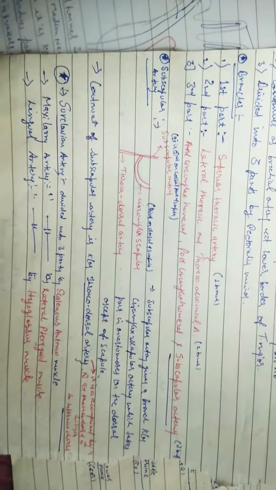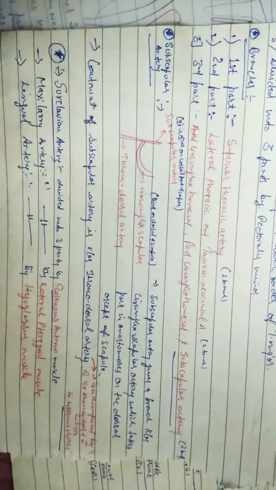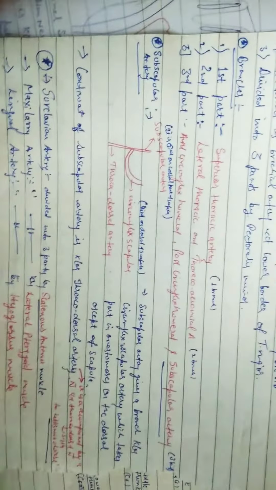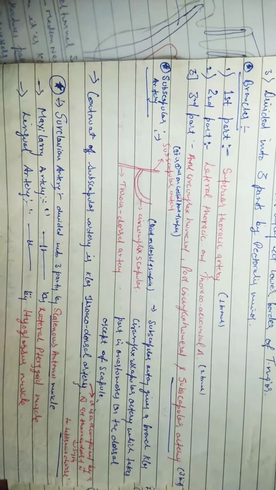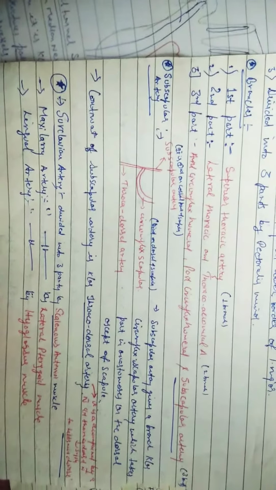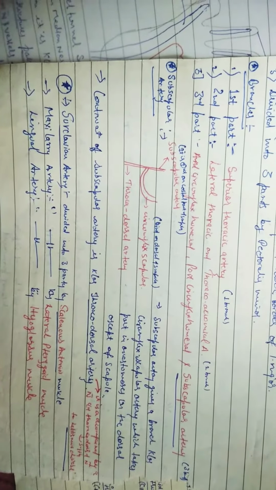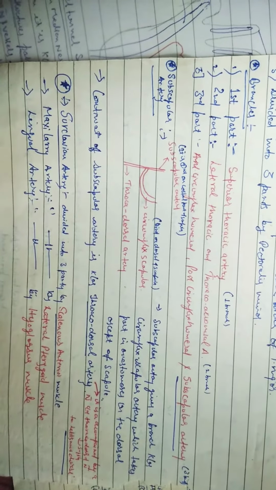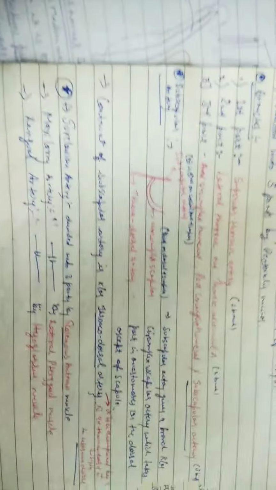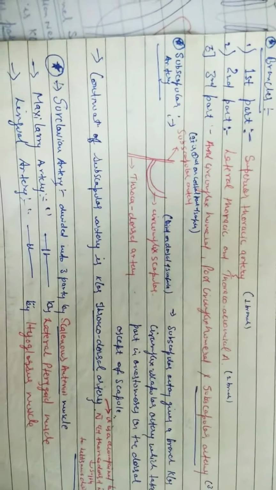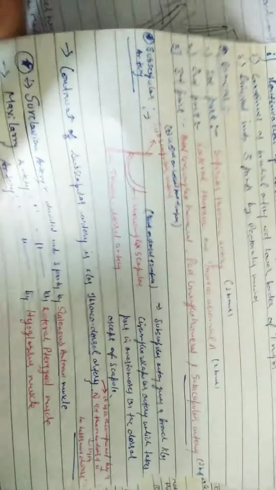Now we'll see about arteries which are divided into three parts by muscles. Subclavian artery is divided into three parts by scalenus anterior muscle. Maxillary artery is divided into three parts by lateral pterygoid muscle. Lingual artery is divided into three parts by hyoglossus muscle. So I have just written all these arteries which are divided by muscles into three parts.